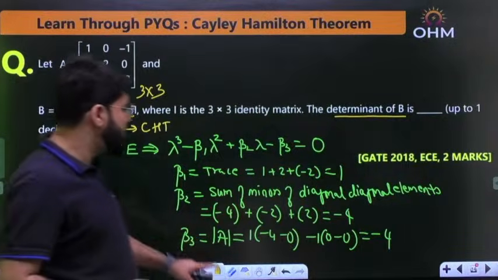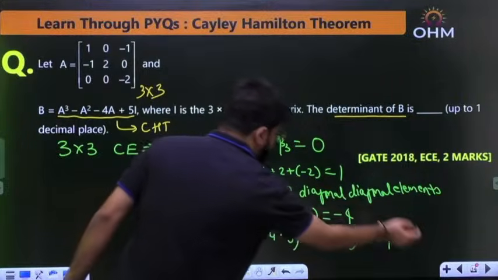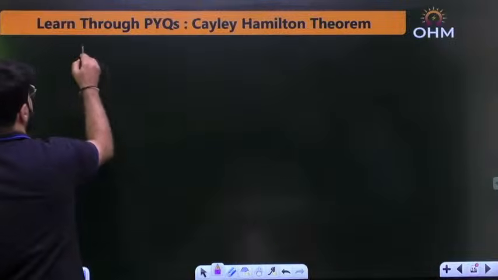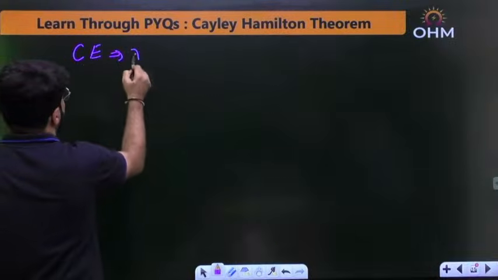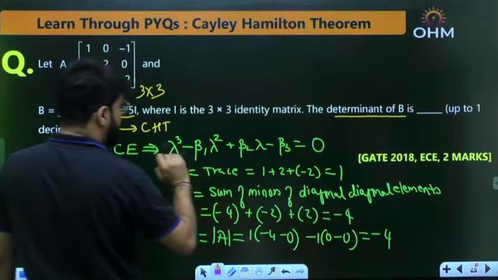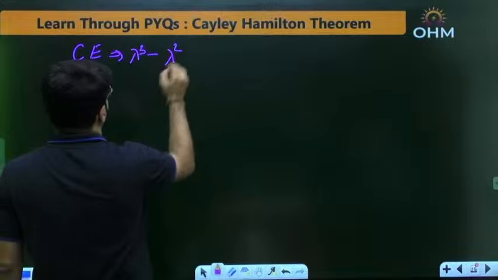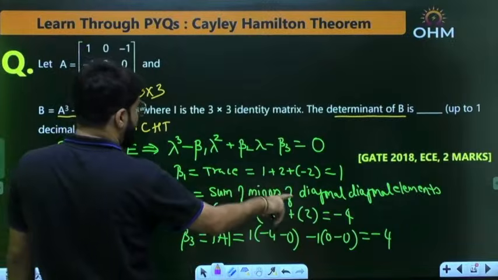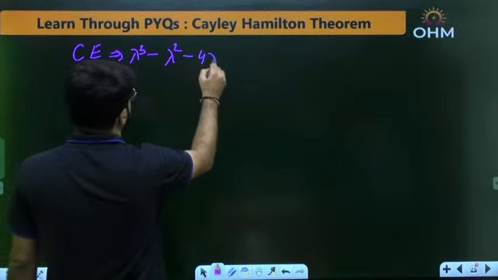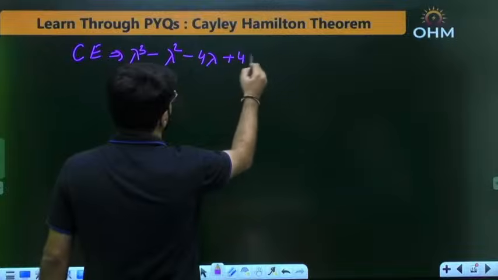But for Cayley Hamilton theorem, I need the characteristic equation. So let me write down the values of beta 1, beta 2, beta 3 in the equation. So what is the final characteristic equation? Lambda cube minus beta 1 lambda square. Beta 1 is 1, correct? Minus beta 1 lambda square, so that is 1. Then plus beta 2 lambda. Beta 2 is minus 4, so minus 4 lambda minus beta 3. That is minus will become plus 4 equal to 0.